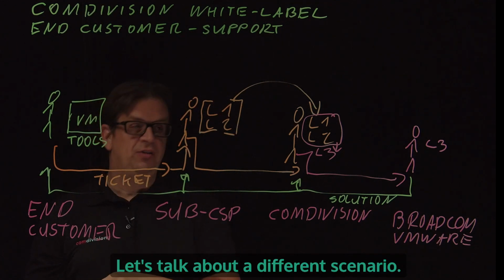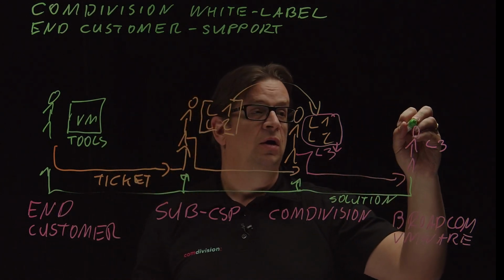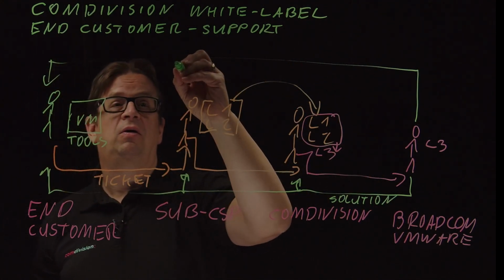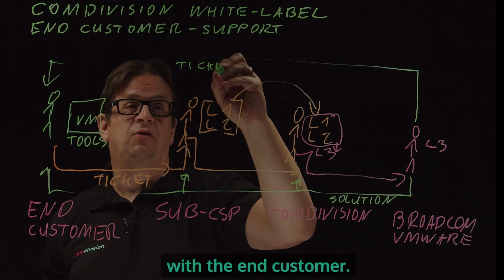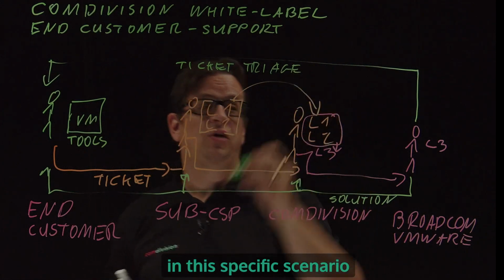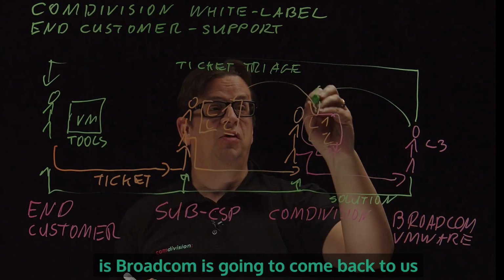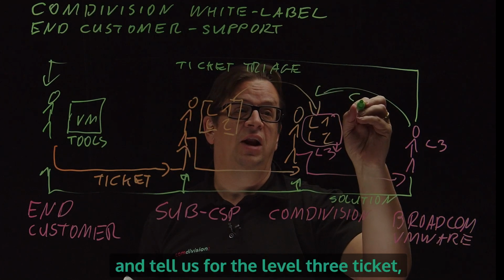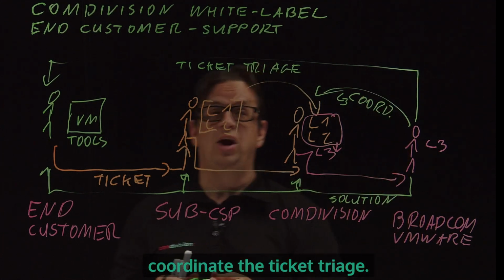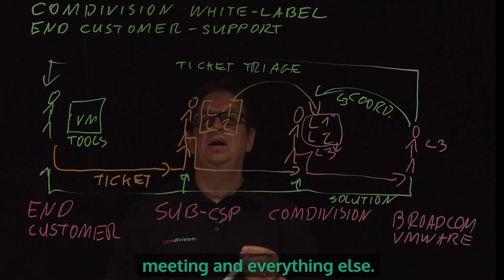Let's talk about a different scenario. Let's talk about the scenario where Broadcom needs to triage the ticket together with the end customer. So we need a ticket triage. What's going to happen in this specific scenario, before a ticket triage can actually happen, is Broadcom is going to come back to us and tell us for the level 3 ticket, coordinate the ticket triage. At this specific point in time, we can now set up the meeting and everything else.